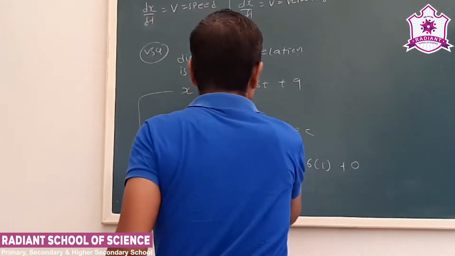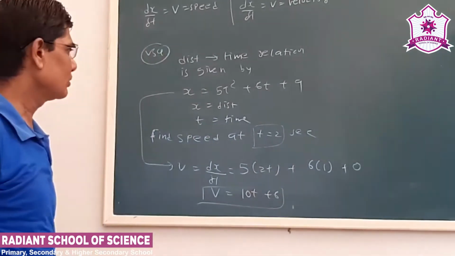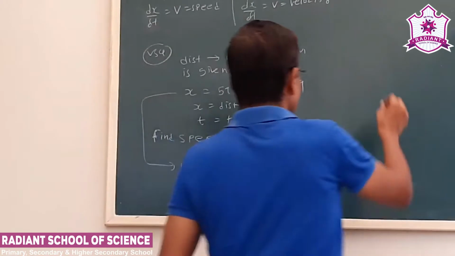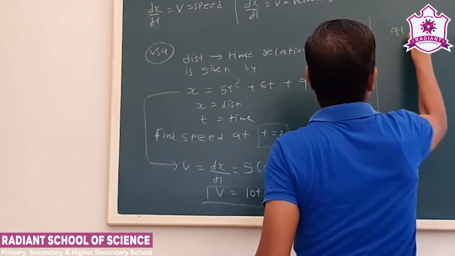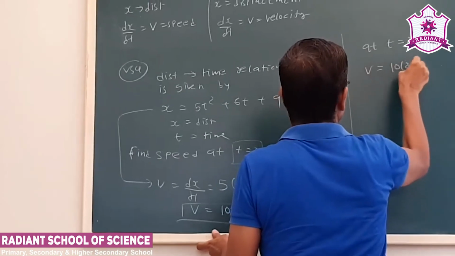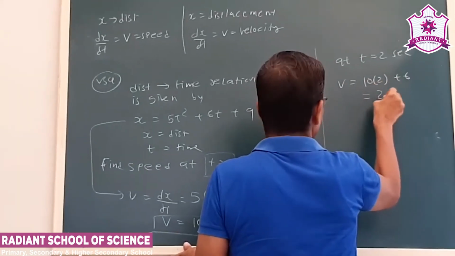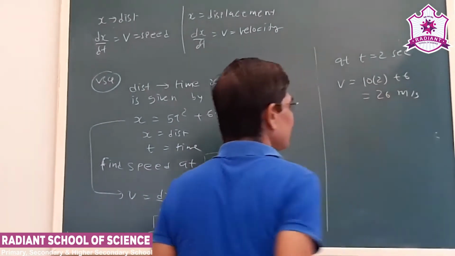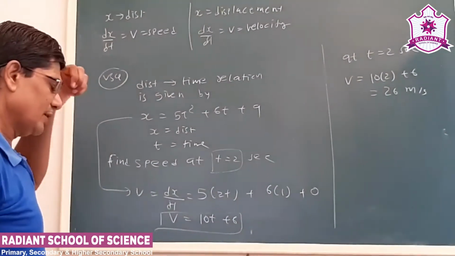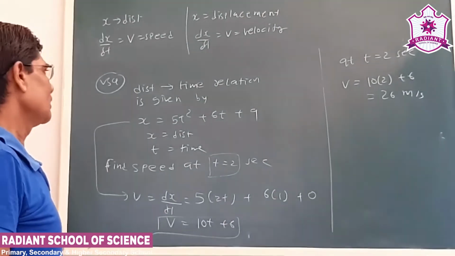Now the question says we have to find out the velocity or speed at 2 seconds. So we can write at t is equal to 2 seconds, v is equal to 10 into 2 plus 6, which is 26 meter per second. This is how, by taking the differentiation of x with respect to time, we can obtain the value of the speed.